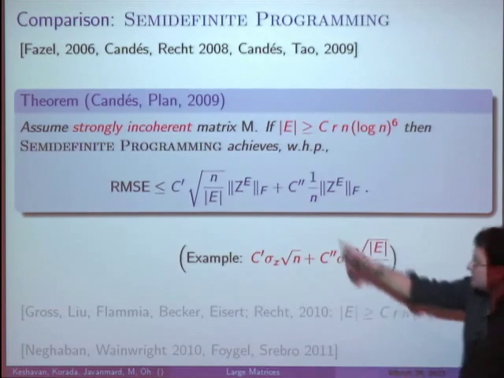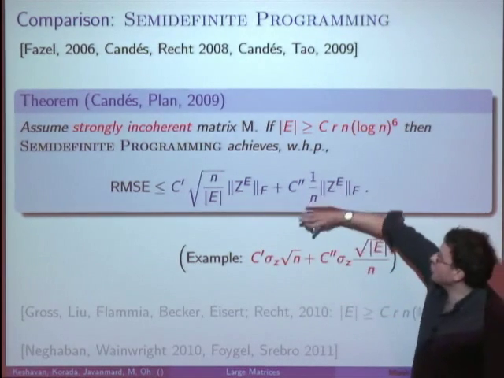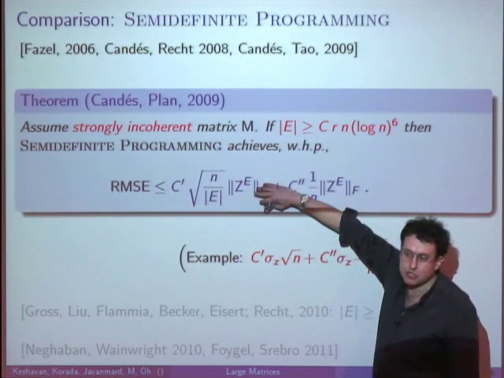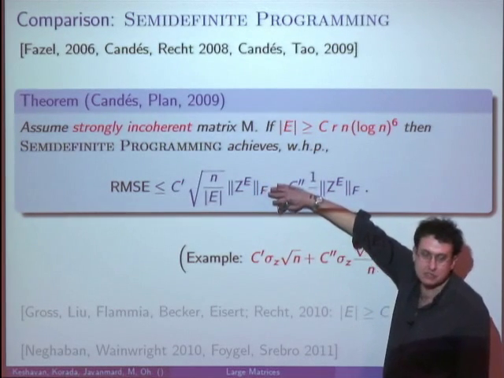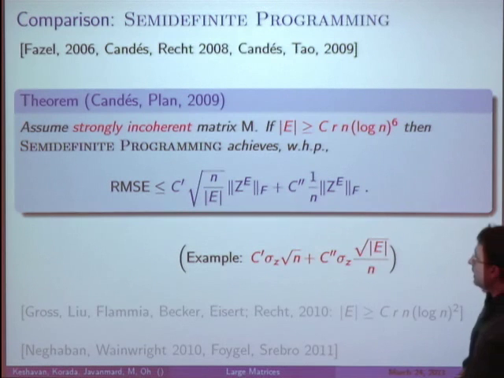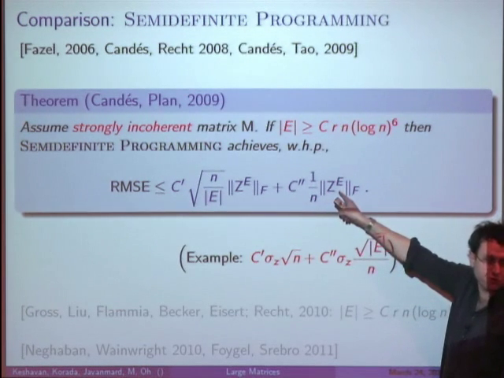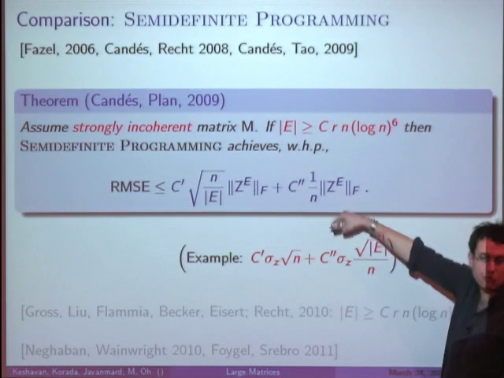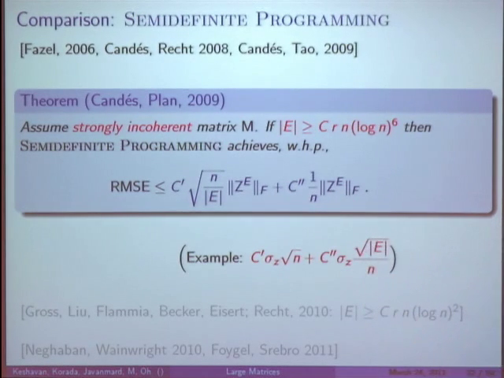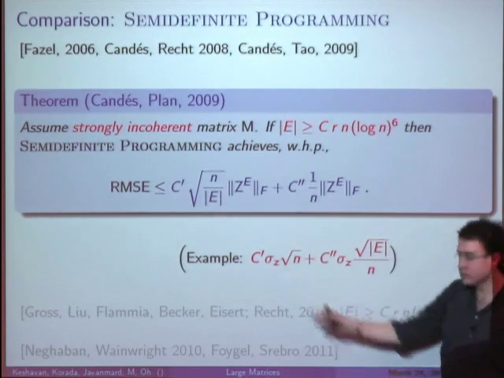Then semi-definite programming achieves this error bound. Again, if there is no noise, this means exact reconstruction. If Z is 0, this is exact reconstruction. If Z is non-zero, then you have some errors. And the difference is that the error here scales like the Frobenius norm of the noise matrix, while in our bound it scales like the operator norm. So between the two, there is a factor square root of n, and the square root of n shows up here and here.